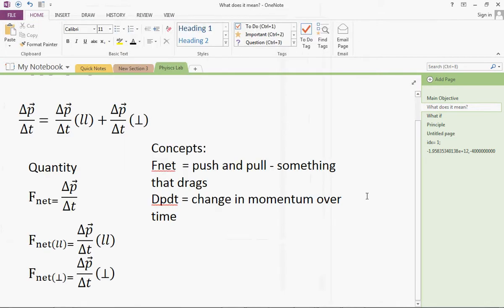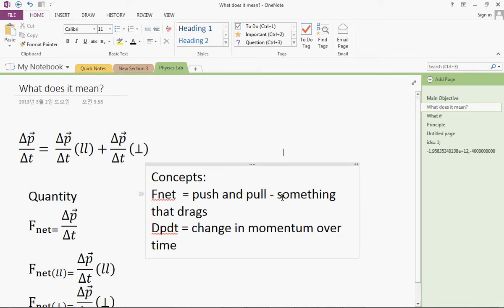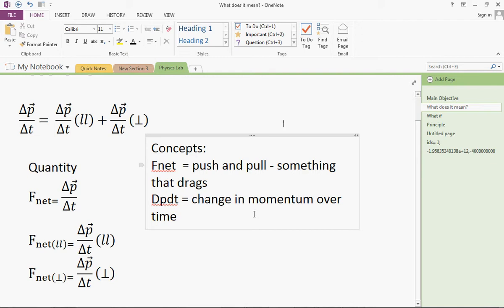So what does it mean? Let's discuss this. You have dp dt, and you have dp dt parallel and dp dt perpendicular. What do those tell you? As you see at the arrow, the addition of the parallel one and the perpendicular one gives you the final one, which is dp dt. Now you may ask, what's the difference between F net and dp dt? According to Newton's second principle, the momentum principle, the quantity is the same: dp dt equals F net.